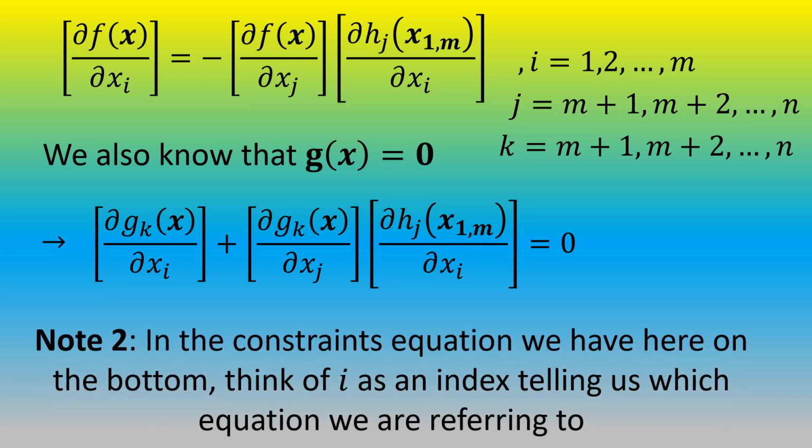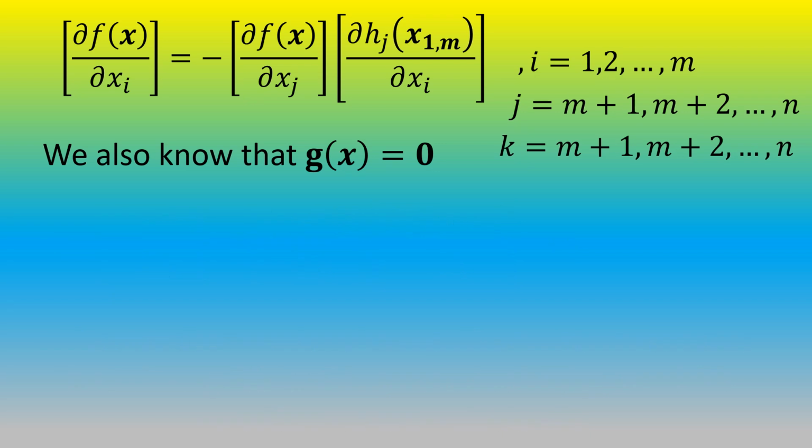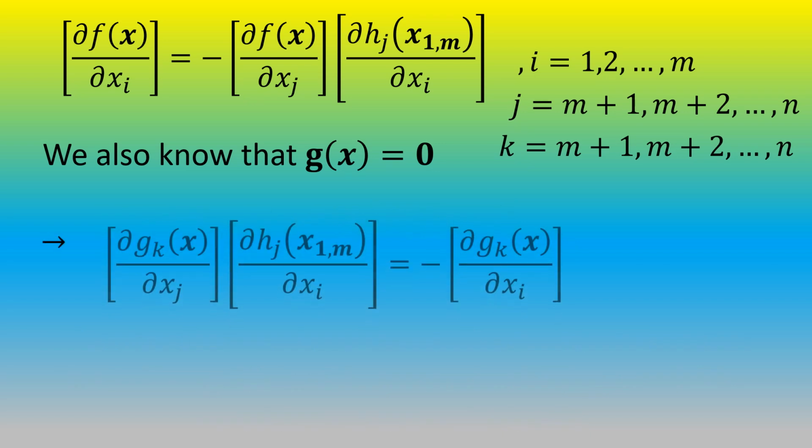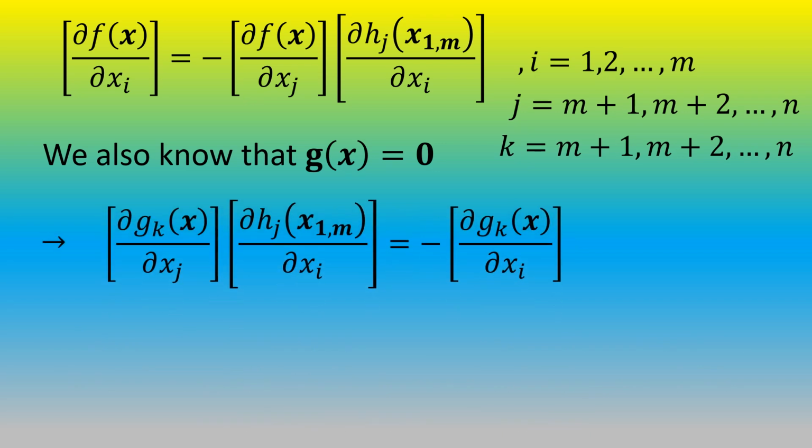But one important thing to note is that in the constraints equation we have here, the partial derivative of gk with respect to xi, that one on the bottom. Think of index i as telling us which equation we are referring to. So i is going to be like a slice of this. All right, so that implies that that is true.